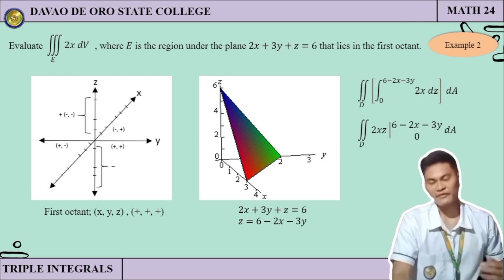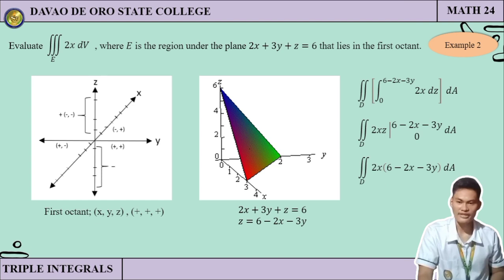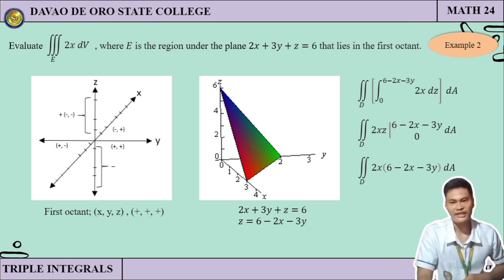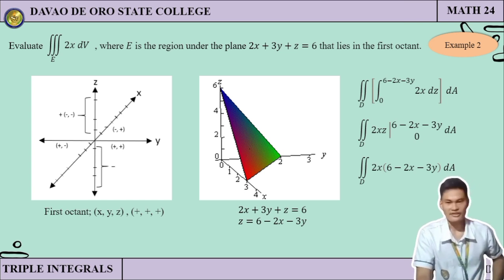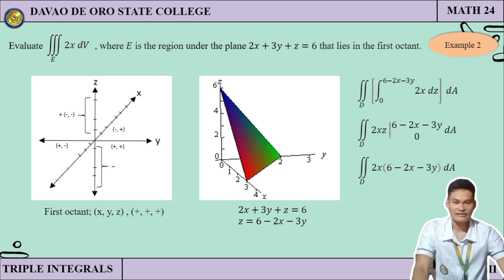Then simplify by the rules of substitution. We have the double integral of 2x times the quantity 6 minus 2x minus 3y, the value of our z, minus 0. And 0 will be disregarded since it affects nothing in the expression. We are now in the double integral, where our differentials will be dy and dx.